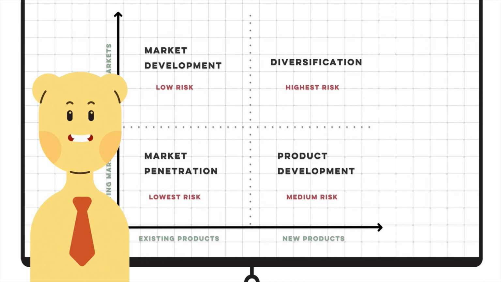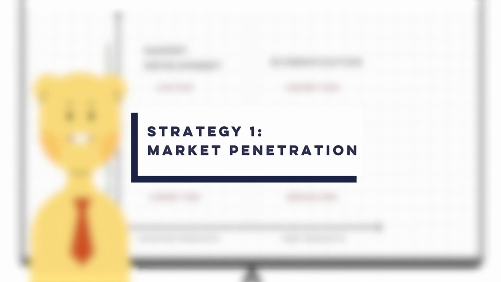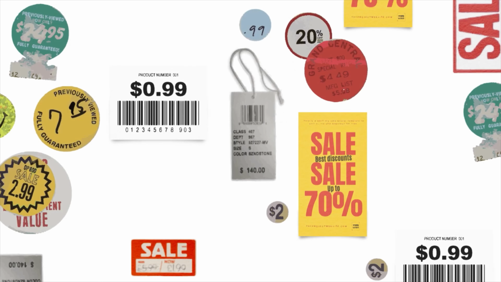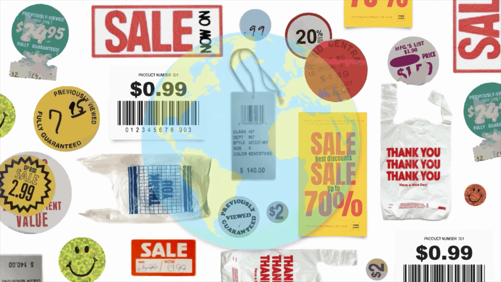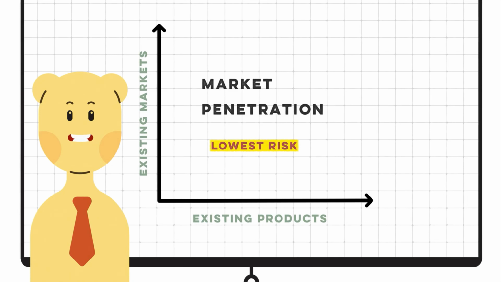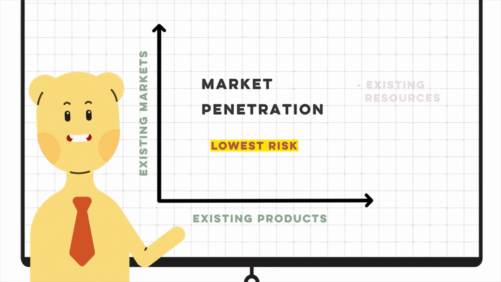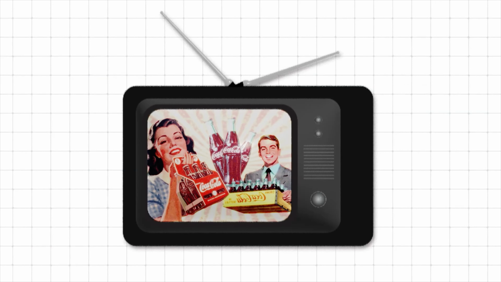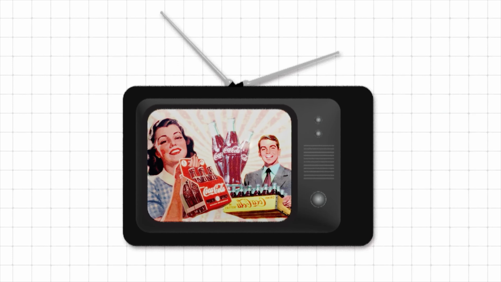It contains 4 strategies. Strategy 1 is market penetration. Market penetration focuses on increasing sales of existing products in existing markets. This can be achieved through competitive pricing, marketing campaigns, or increasing distribution channels. This strategy often involves lower risk and cost as it focuses on leveraging existing resources and capabilities in a familiar market. For example, how Coca-Cola continuously markets its classic drinks to maintain its market share.